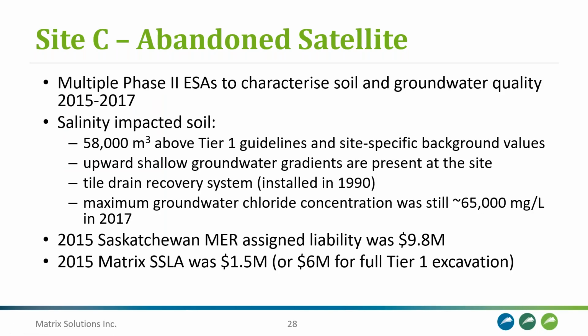So again, a lot of work was done to characterize soil and groundwater quality at the site between 2015 and 2017. There's almost 60,000 cubes of salinity impacted soil above the Tier 1 guidelines and also site-specific background values. They did find that there's upward shallow groundwater gradients present at the site. There was a tile drain recovery system installed at the site in 1990, but we still had a maximum groundwater chloride concentration of about 65,000 milligrams per liter in 2017, so still very elevated salinity concentrations on site.